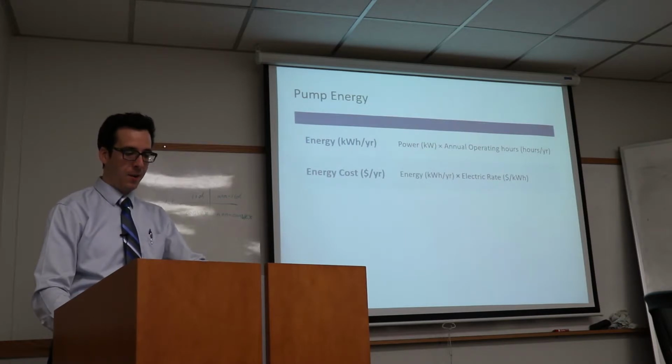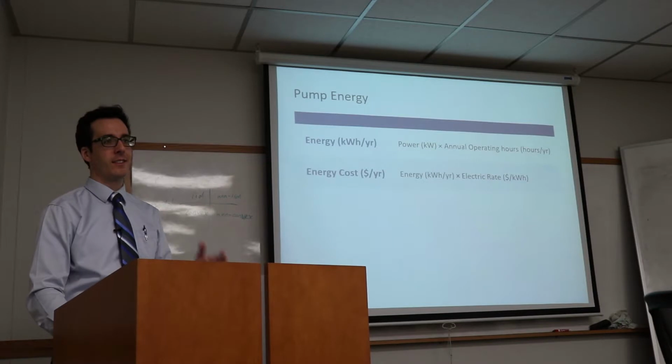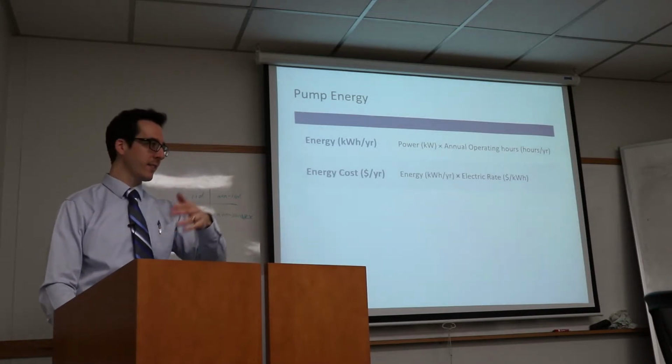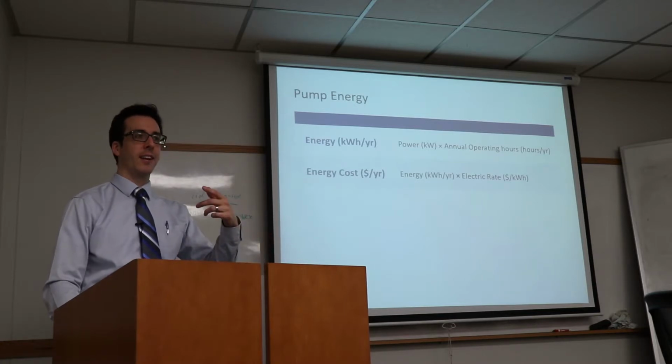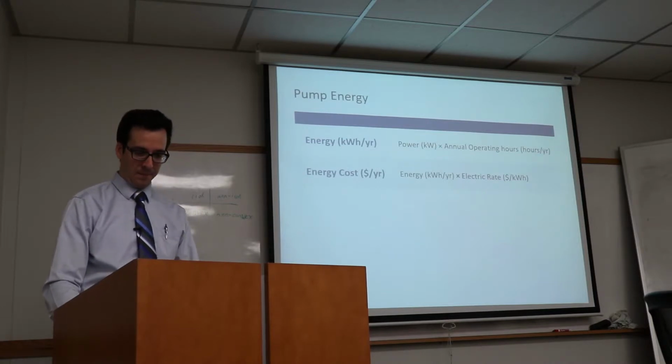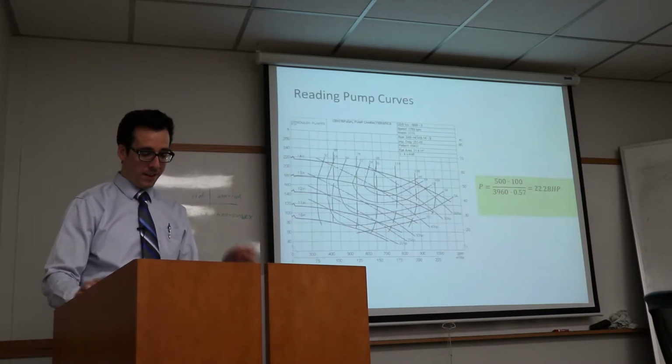So once we have power, we can easily get to cost. And you guys are really good at doing this, so I don't have to spend a lot of time on it. But kilowatts times hours gives you kilowatt hours. Kilowatt hours times cents per kilowatt hour gives you a cost, however many hours are run during the year. Okay, so now we go on to pump curves.